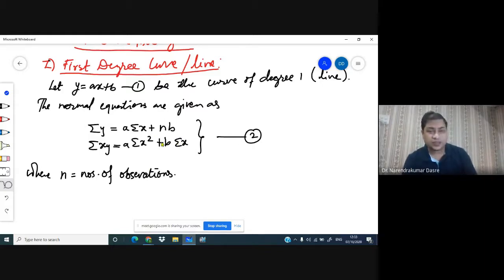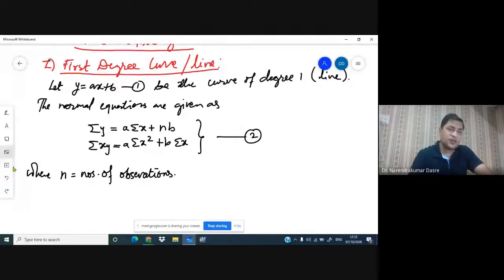And once I get the values of a and b, after solving these simultaneous equations, I am able to write the linear relation, or the equation of the line, or the curve of first degree, by using these values a and b. Yeah, so this is about the line.